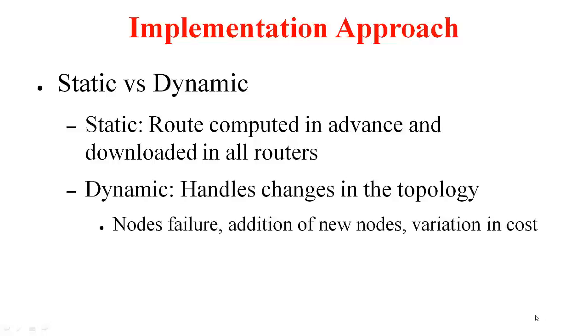So the routes can be computed in advance and then can be downloaded in all the routers. Whereas a dynamic routing algorithm approach handles the changes in the topology. For example, nodes can fail. New nodes can be added to the particular topology, and the cost itself can vary over time. So if you had a static routing algorithm and a dynamic routing algorithm, which one would you prefer?